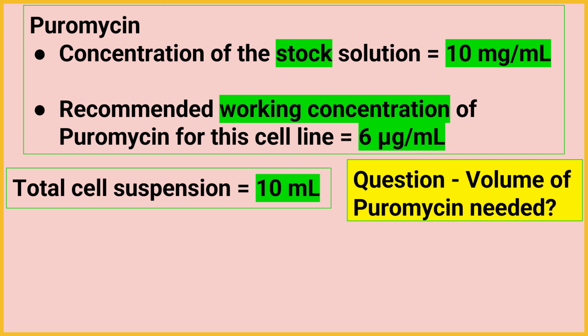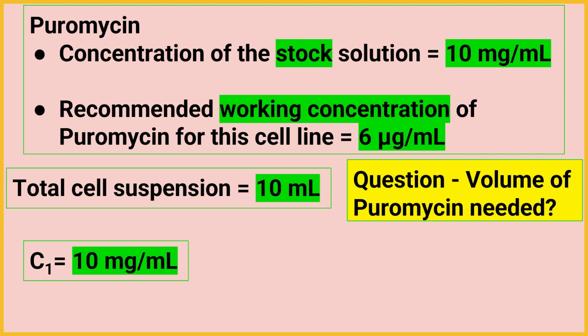Let's define the variables in the C1V1 equals C2V2 equation. C1 is the concentration of the puromycin stock solution, and this is equal to 10 milligrams per milliliter. V1 is the volume of the puromycin stock solution that must be added to the flask of cells. This is the value that we will calculate.